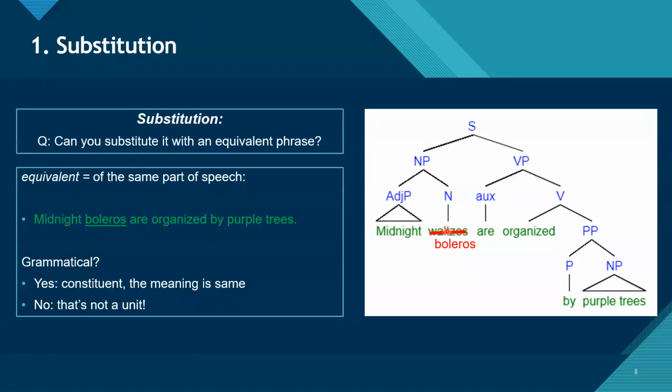Substitution is the first one. If we take waltzes, midnight waltzes are organized by purple trees. Let's take out waltzes and substitute it with a word we know the part of speech of. So boleros, a type of dance, I know that that's a noun for sure. It also has the plural s, which tells us. If I substitute that with waltzes, is this still grammatical? Midnight boleros are organized by purple trees. Sounds great. Waltzes is a constituent of the same type as boleros.